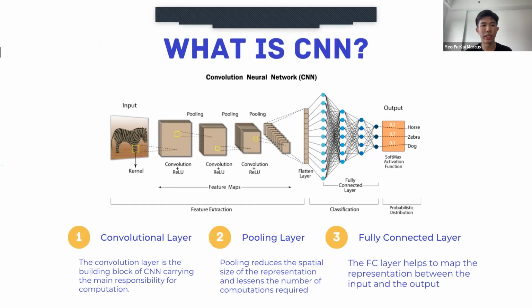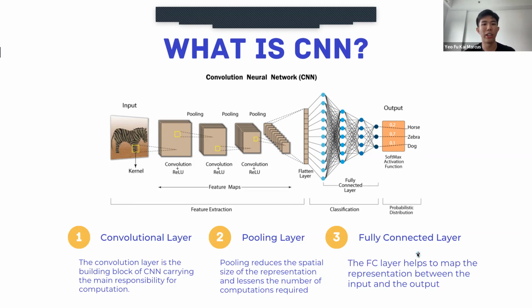So in today's workshop, we will be covering mainly the CNN. So what is CNN? To put it simply, CNN has 3 layers in total: convolutional, pooling, as well as a fully connected layer. Essentially, it is a class of neural networks that process data with a grid-like topology. So the convolutional layer is the basic building block of CNN, which carries the main responsibility of the computation. So that's the first layer.